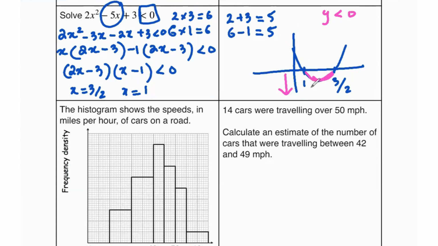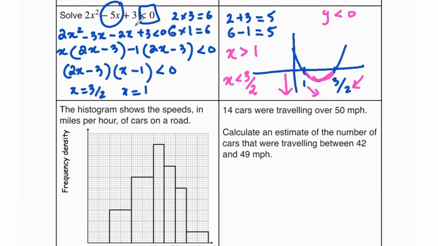Now, if you notice at x equals 1, your values of x are increasing. And at x equals 3 by 2, your values are decreasing, which means x is going to be greater than 1 and x is going to be less than 3 by 2.